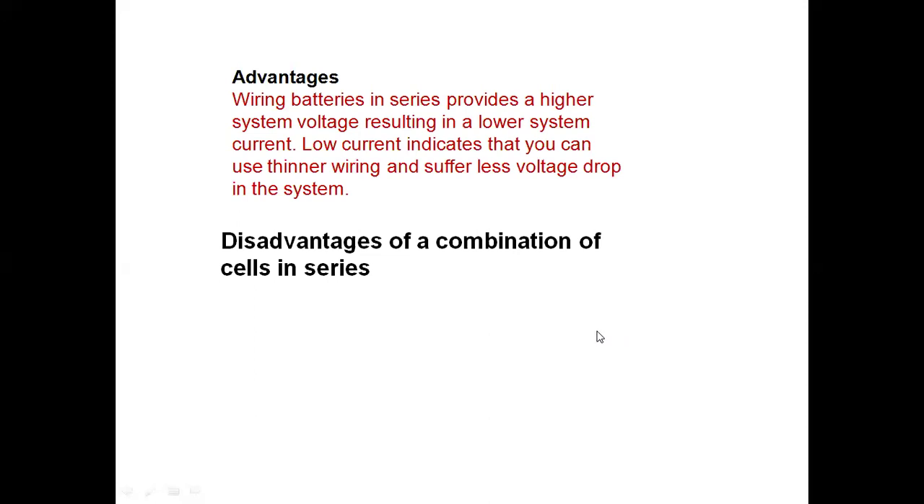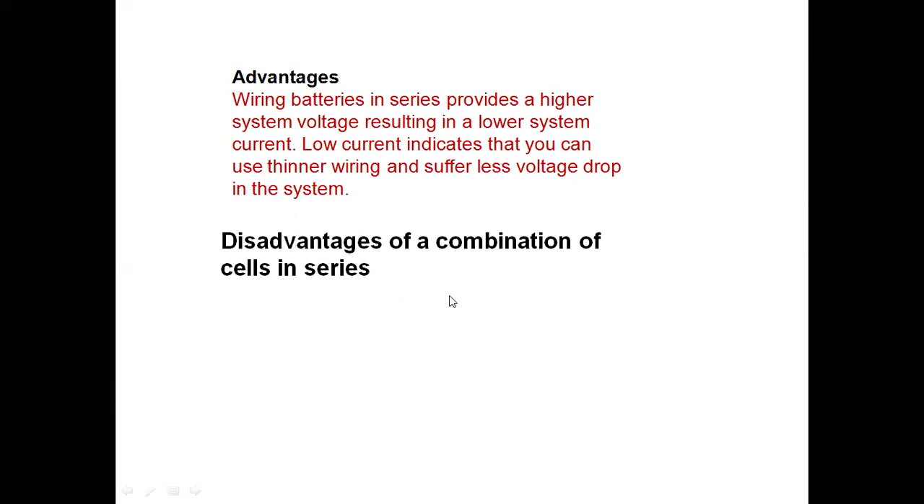Advantages of connecting cells in series. When we wire them in series, that provides higher system voltage and lower system current. So if the current is lower, we can have thinner wire, so that is cost effective. It will be cheaper and it suffers less voltage drop across the components in the circuit. And again, this depends upon the requirement of the external circuit, whatever is connected.